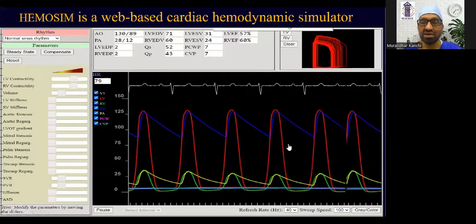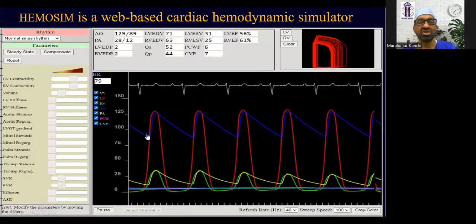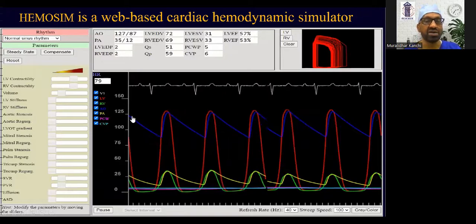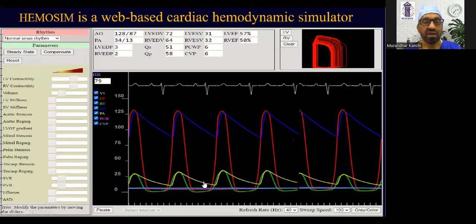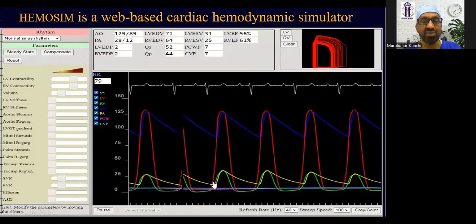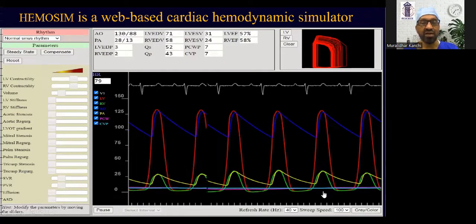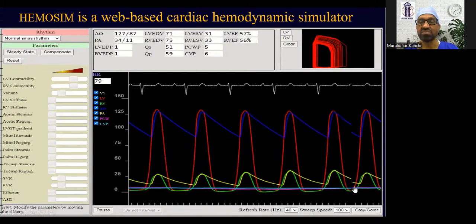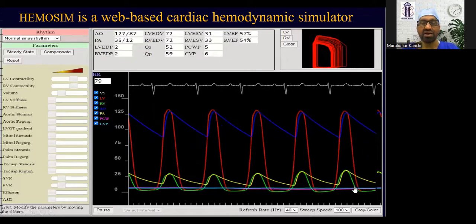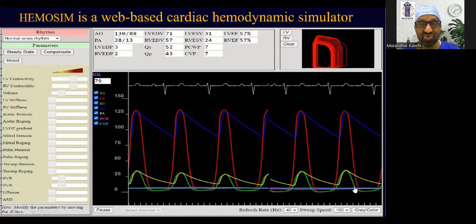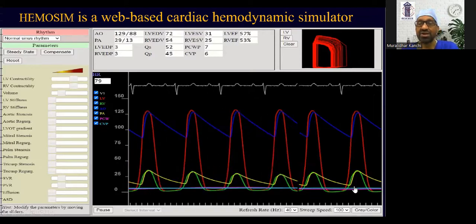This is a web-based cardiac hemodynamic simulator where any of the valvular lesions can be simulated. We have the arterial pressure, the ventricular pressure, the right ventricular pressure, pulmonary artery pressure, and the left atrial pressure and the right atrial pressure shown on the monitor. This is designed for training and education, and the target audience includes medical students, postgraduate students, fellows in training, and cath lab technicians.